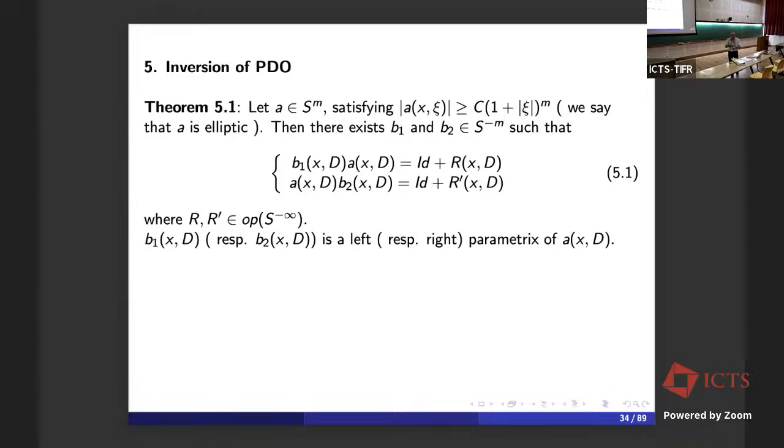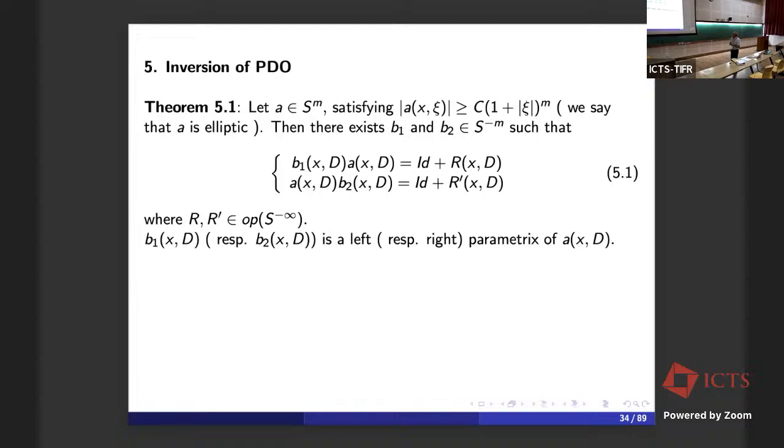Okay, so we continue. Now we examine the inversion of differential operators, one of the most typical operations we are able to do with differential operators.